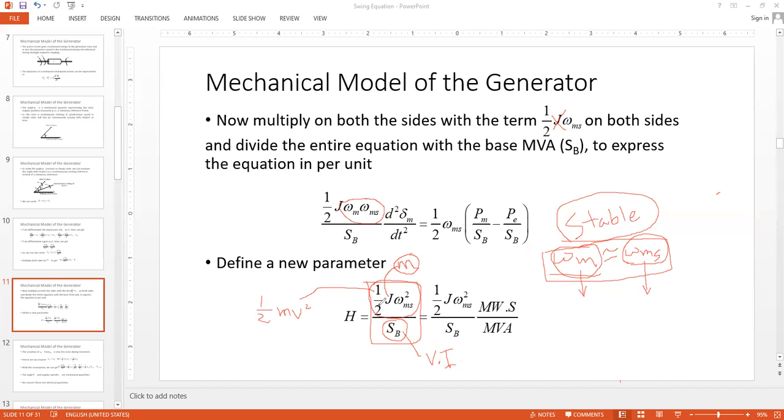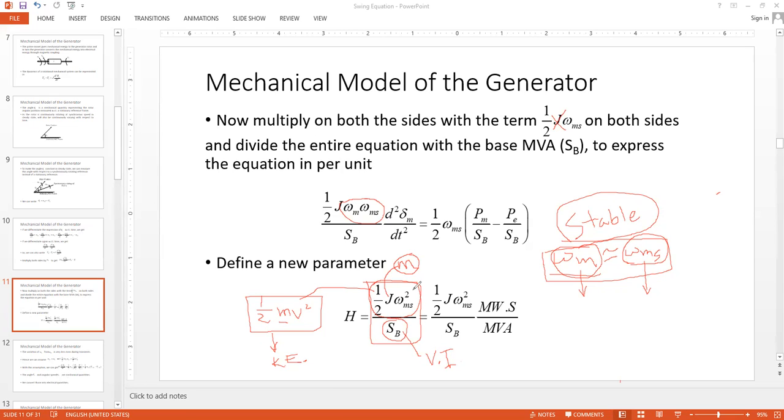For angular motion, this is simply half j omega squared, where omega is taking the place of v and j is taking the place of m. So what type of energy is this? Kinetic energy. Excellent. So at the top, we have some sort of energy. At the bottom, we have some sort of power.